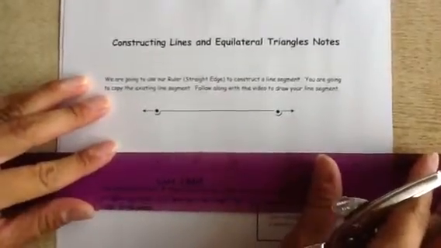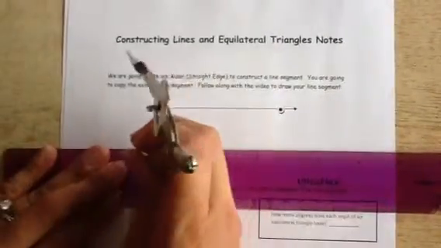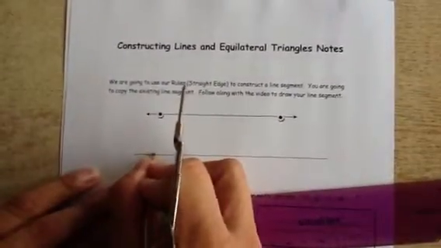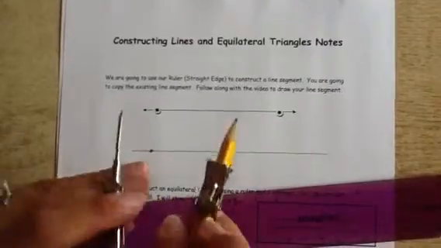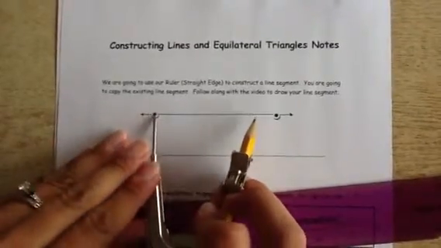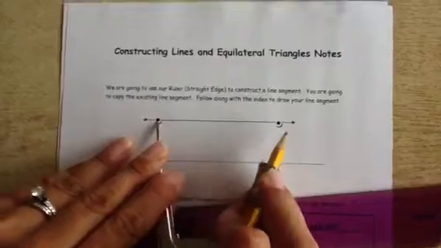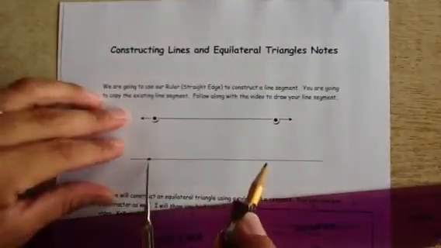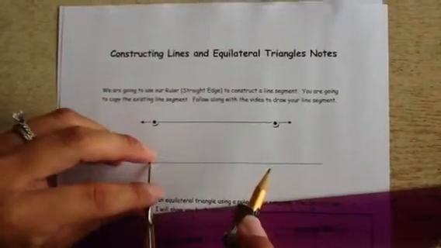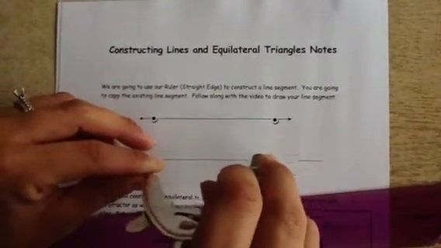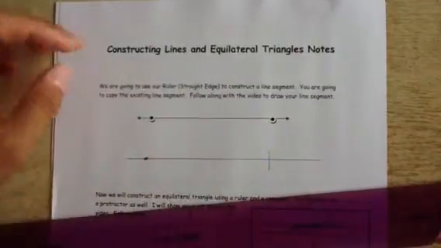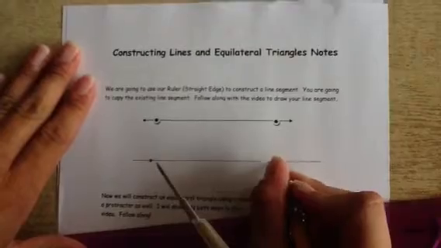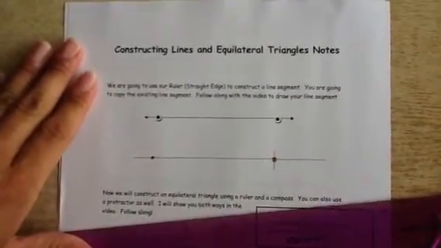So, if you draw a line, start with a point, then you're going to need to measure, using your compass, the width of your line. Now that I have the width of my line, I can start from my point, strike an arc, which is a piece of a circle, and now I know where my next point needs to be. And that's going to be my line segment.